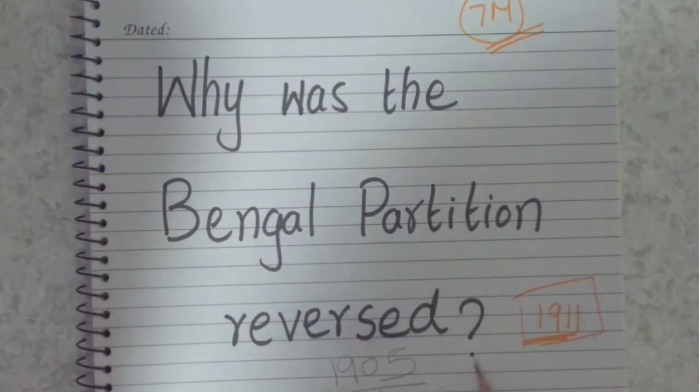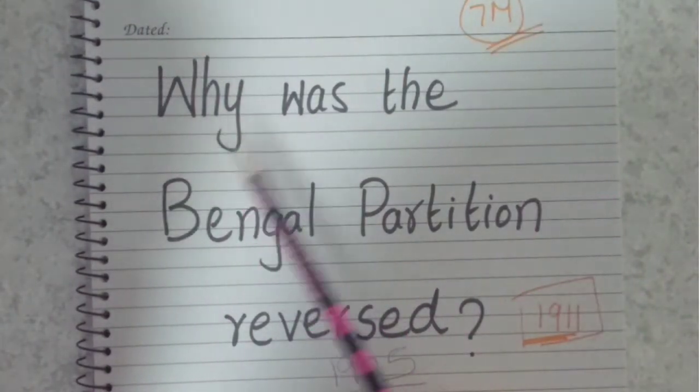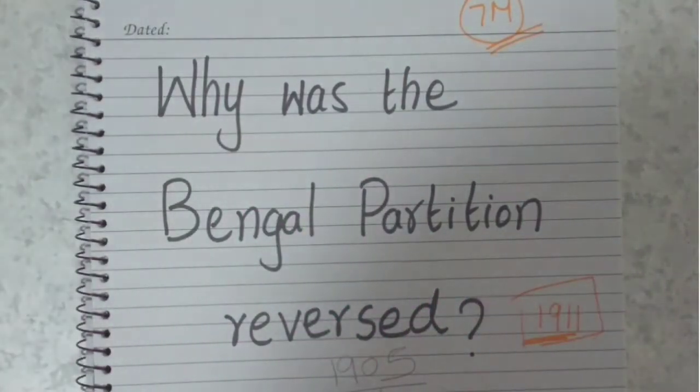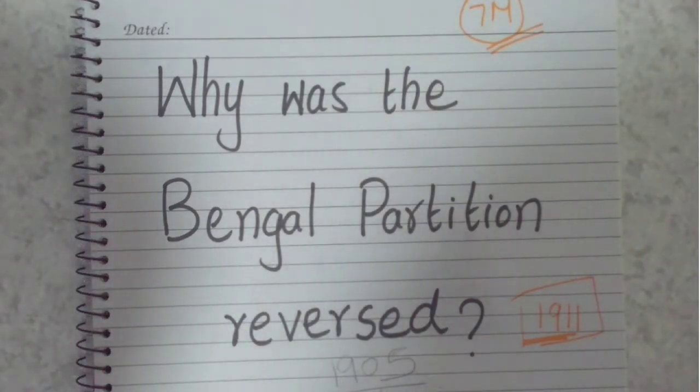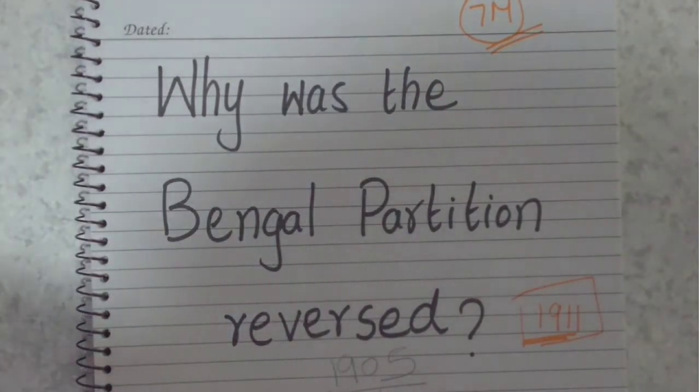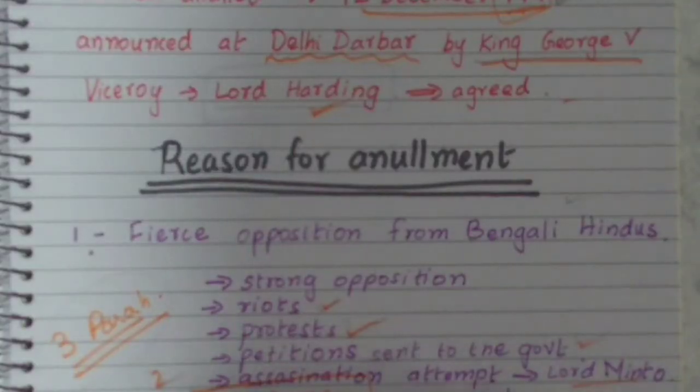Now this question usually comes as a 7-mark question, that is, why was the Bengal partition reversed? Now, how are you to write a 7-mark question? I will be discussing that as well in this video, so keep watching. Now, let's talk about the reasons for the annulment of the partition.